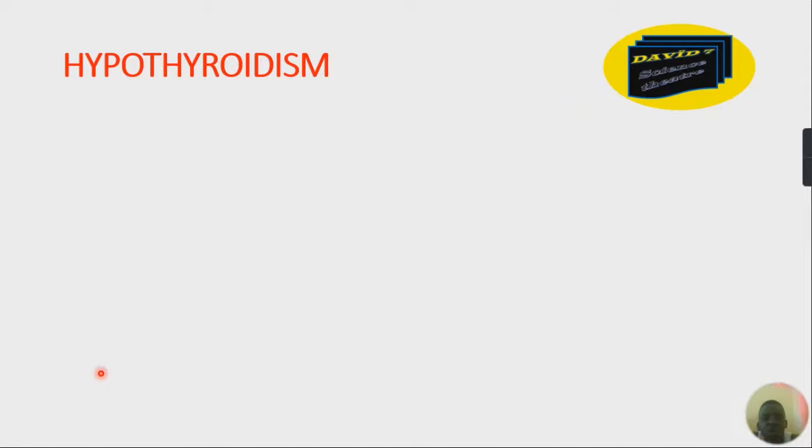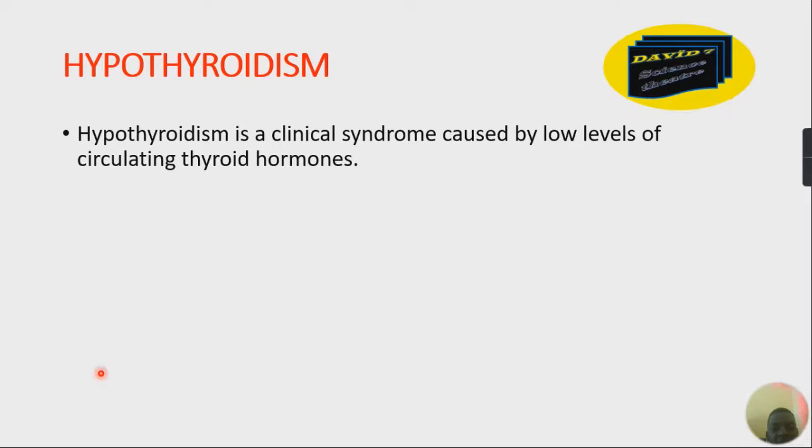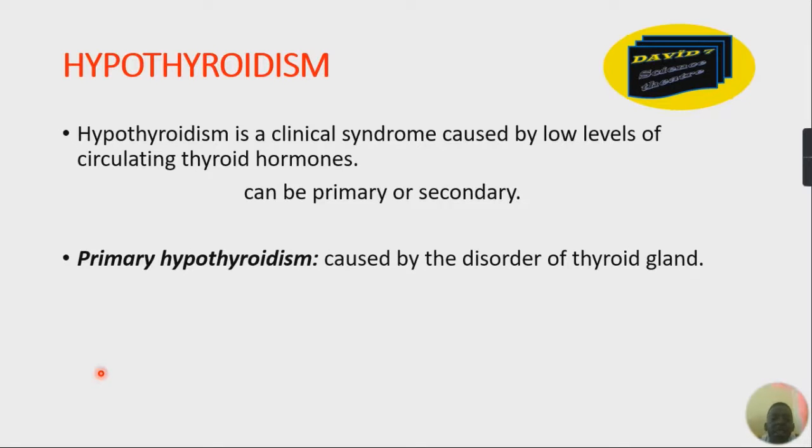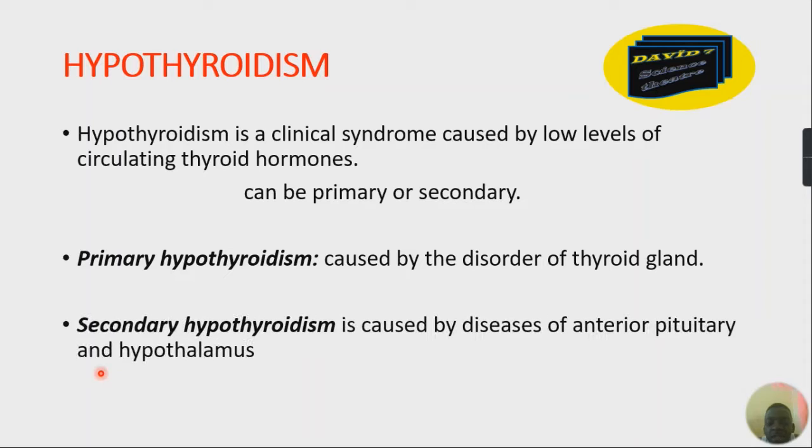I want to take you to hypothyroidism and see what is happening here. First, this is a clinical syndrome caused by low levels of circulating thyroid hormones. It can be primary or secondary. It is primary if it is caused by a disorder of the very gland, the thyroid gland. It is secondary if the disorder is in the adenohypophysis or in the hypothalamus and not in the thyroid gland.